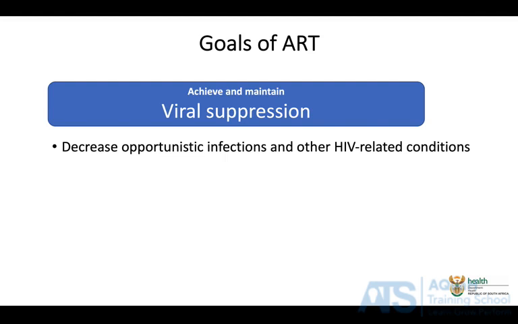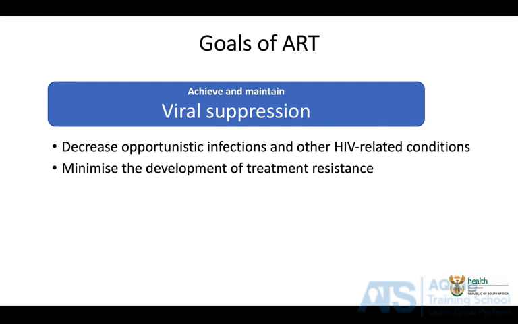When patients are suppressed, we are able to achieve further goals, reducing the number of patients who would experience very bad opportunistic infections. We want to minimize the development of treatment resistance. This is done through the choice of antiviral drugs that we use. This is done through supporting patients, ensuring that they are educated, ensuring that there's family involvement, and our patients have additional support when they are at home, when they struggle with taking our drugs.